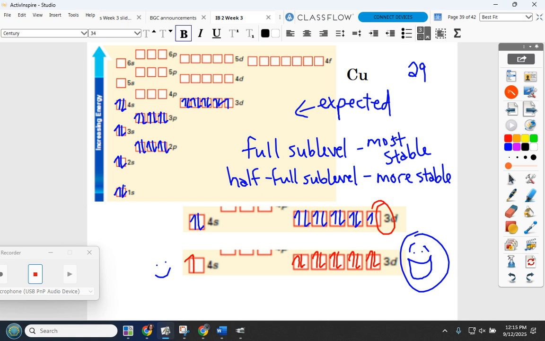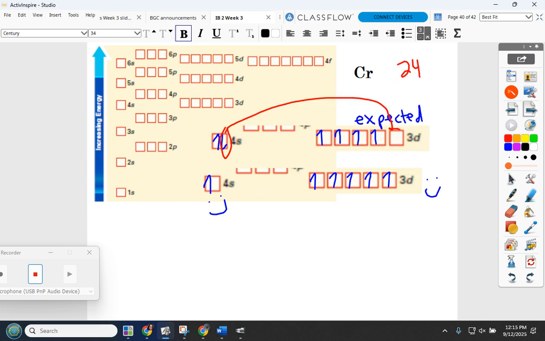I wanted to point out, though, I don't think I did in this class, but I did it. I'm just going to duplicate this page. So the same thing is true with chromium, because it's really close to having a half full sublevel. We're also going to yoink that electron that would normally go in the 4s, and we're going to stick it in the 3d. So we get not quite as good of a bonus as a full sublevel, but still a bonus being half full.